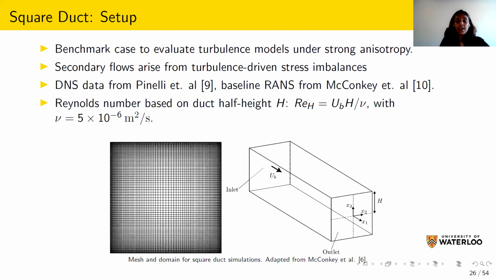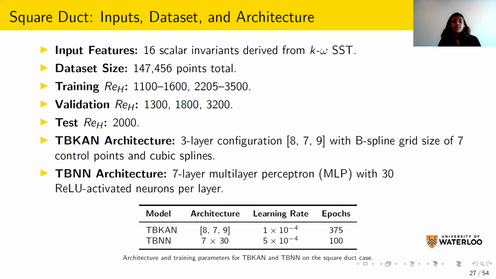The Reynolds number is also based on the half height of the duct, and the kinematic viscosity used is also given. The input features for this one were 16 scalar invariants. You'll notice that we went from 6 to 16. The reason for this is that this was a more complicated test case than the flat plate, so we obviously needed more input data. The data set size is also overall larger than the flat plate.